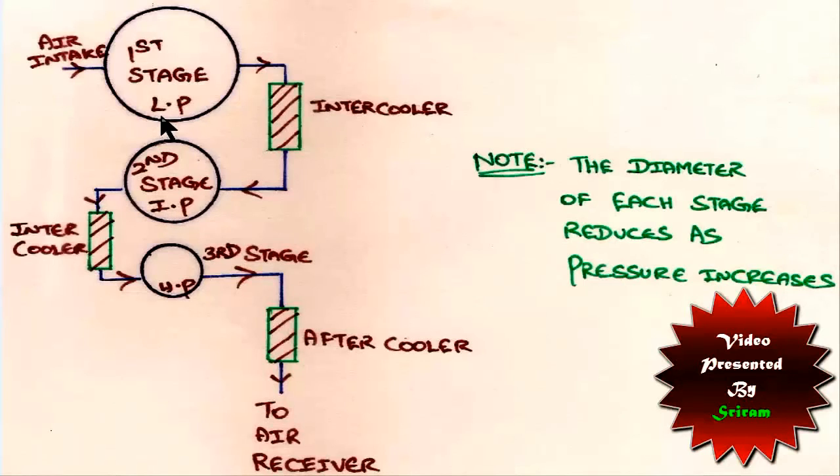Thus the first stage is the biggest, the second stage the second biggest, and the final high pressure stage is always the smallest, for a simple reason: to have the same mass flow rate with the increased pressure. 1 meter cube of air entering the compressor means 1 meter cube of air is getting out of the compressor. The mass flow rate has to be the same, and the pressure is being increased from 1 bar to 30 bar. Obviously the volume has to be reduced. That's the reason to have the decreasing size of various cylinders in an air compressor.